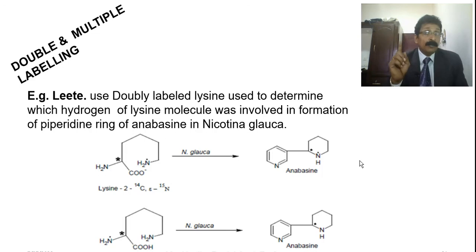You have to remember your basic organic chemistry, what you studied in heterocyclic compounds. Here I have not mentioned the names. You should know that in anabasine, one is the pyridine ring, with 3 double bonds in a 6-membered ring with 1 nitrogen. Then there is a 6-membered ring with nitrogen without any double bond, that is piperidine. So a pyridine ring and a piperidine ring are there.